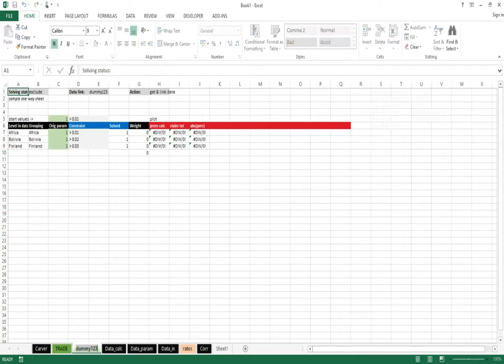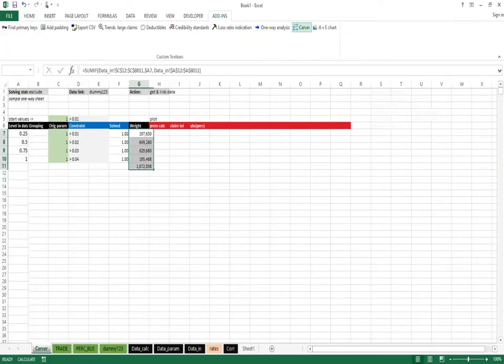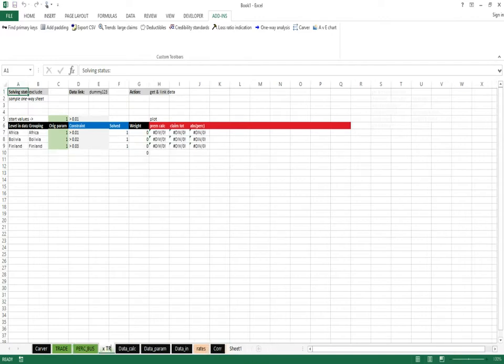I'll make the same for percentage of buses. And Carver Go. Okay, it's connecting the percentage of buses. Again, there are 4 different unique values. And I'll make another one for trade, which I'll explain in a second why. So trade again.